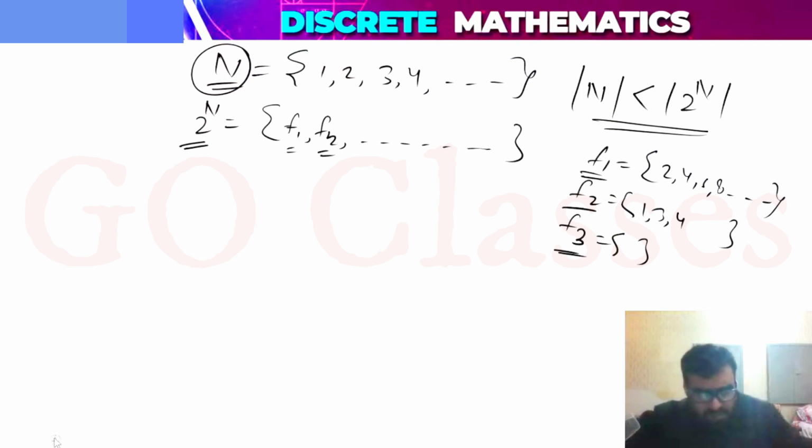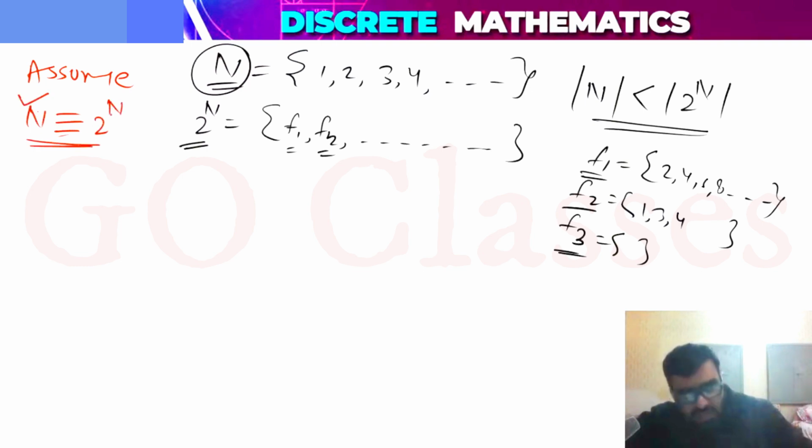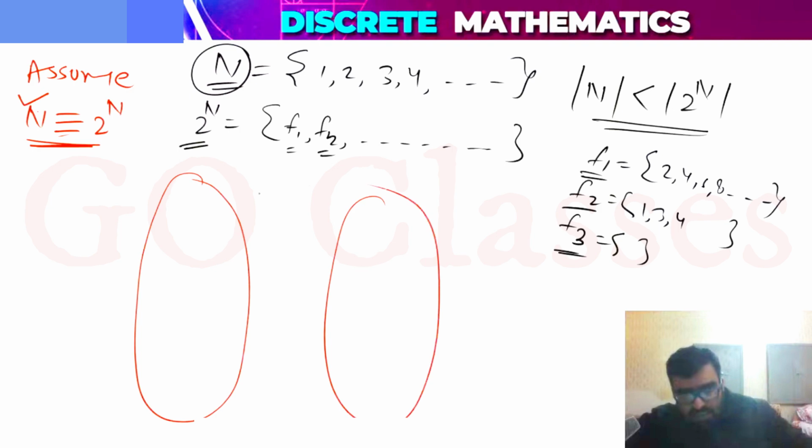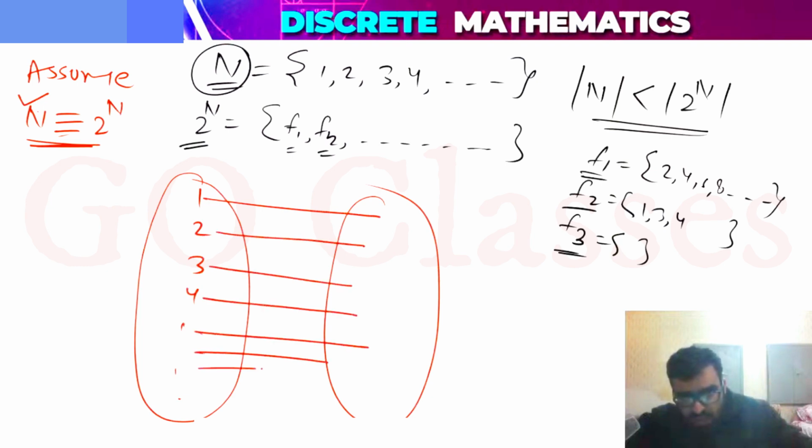Okay, now again I will assume that there is one-to-one correspondence between N and 2 power N. Let's assume that there is a bijection between this set of natural numbers and the power set of natural numbers. Okay, if this is a one-to-one correspondence, then definitely you have something like this. So this is your 1 2 3 4 and so on, and you have a one-to-one correspondence. We don't know what this one-to-one correspondence is, but we have assumed that this is the one-to-one correspondence.